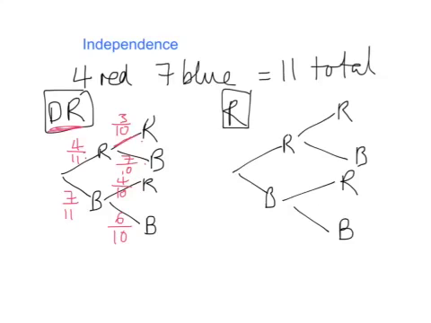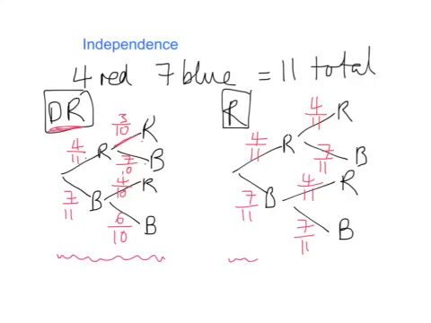On this go, if we do replace them, then here we've got 4 out of 11, and it doesn't affect the next one because we put it back. So again, we've got 4 out of 11 and 7 out of 11, 7 out of 11, 4 out of 11, and 7 out of 11. So this is dependent, and these are independent.